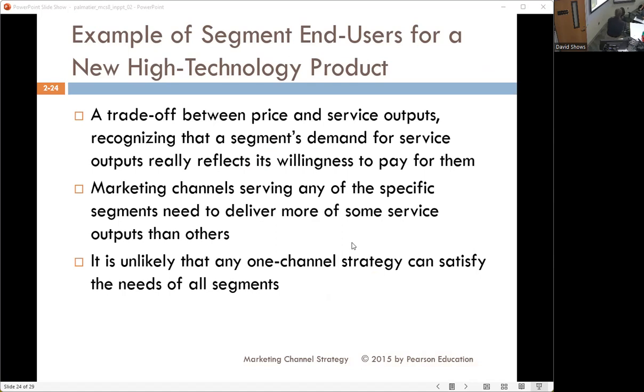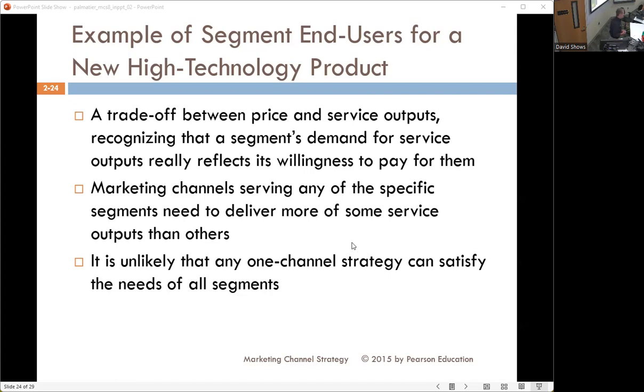What it also means is that if I'm selling to specific segments, I need to deliver more of some service outputs than to others, like very good financial terms would be an example, especially if I'm looking at service contracts. I have to do more investment in risk, more investment in financing. And then finally, it is very unlikely that one channel strategy will satisfy the needs of all segments.